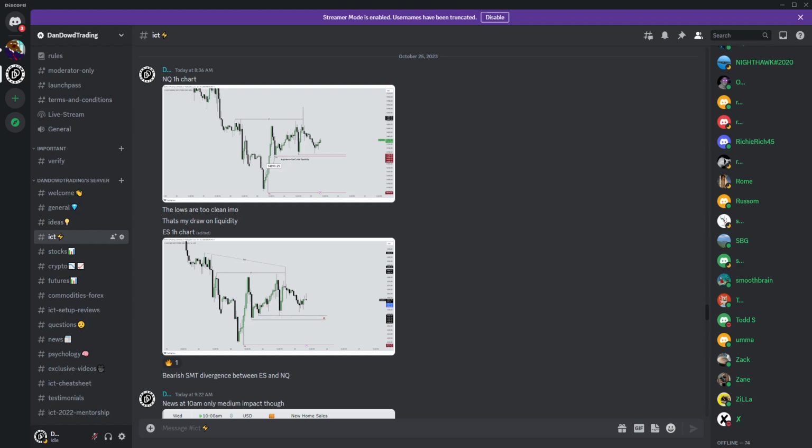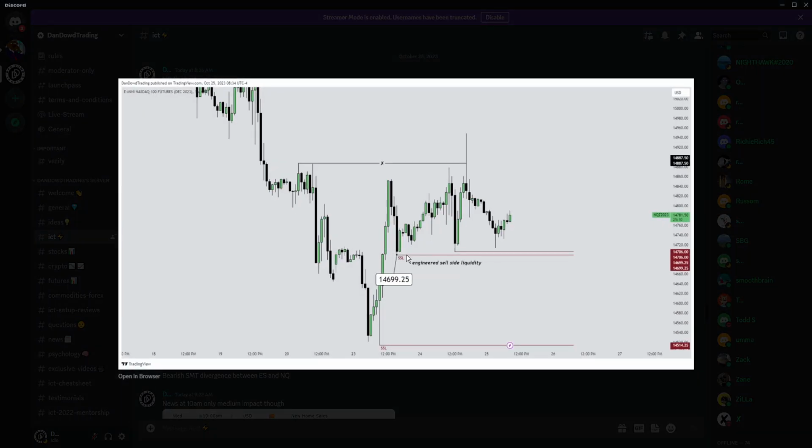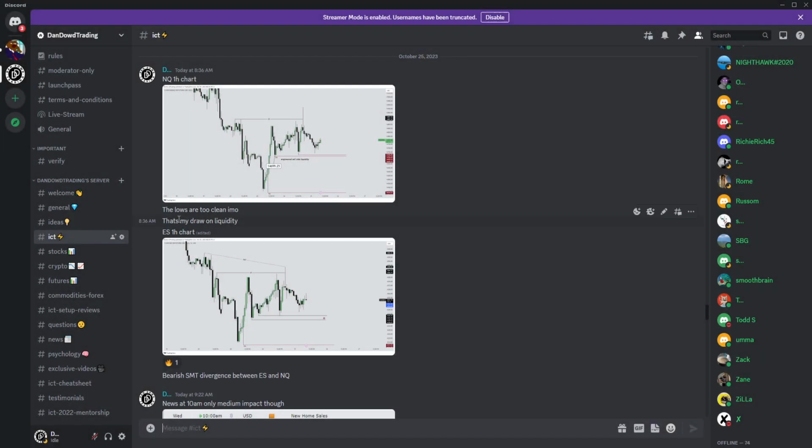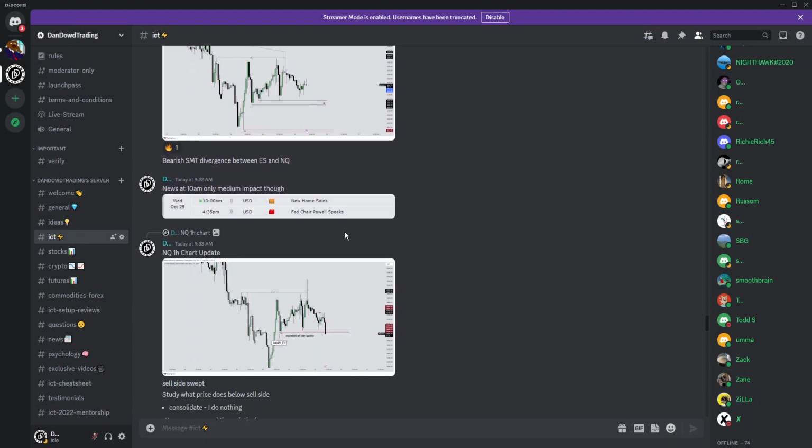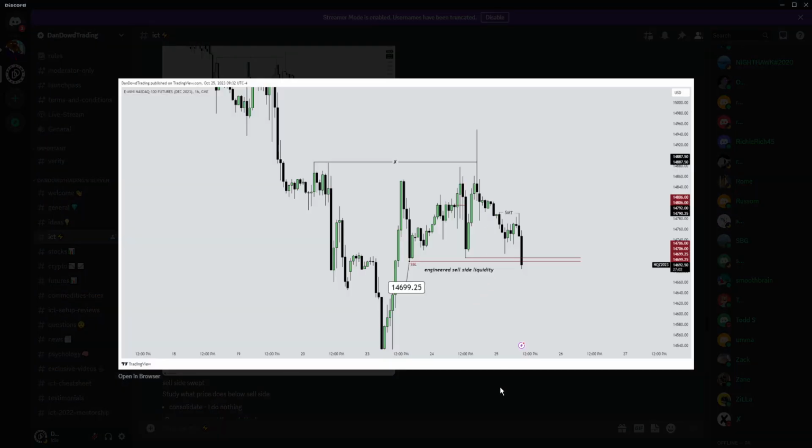I don't do live streams, maybe here and there I will, but every single day I'm going in, seeing if there are setups in there. Here was this morning on the NASDAQ chart. I was looking for sell side to get hit. Said the lows are too clean in my opinion. That's my draw on liquidity. You can see later it does end up taking out the sell side.